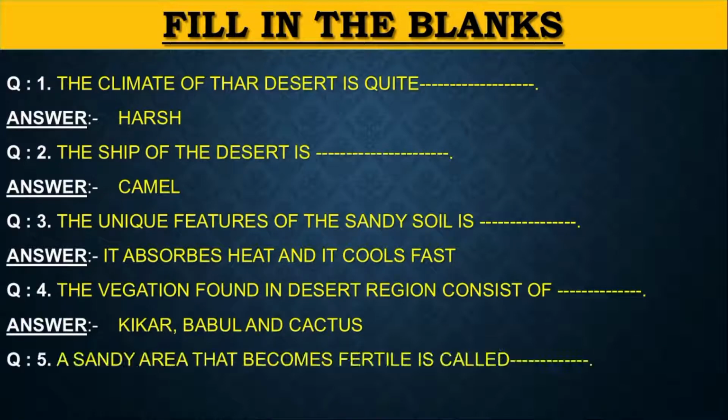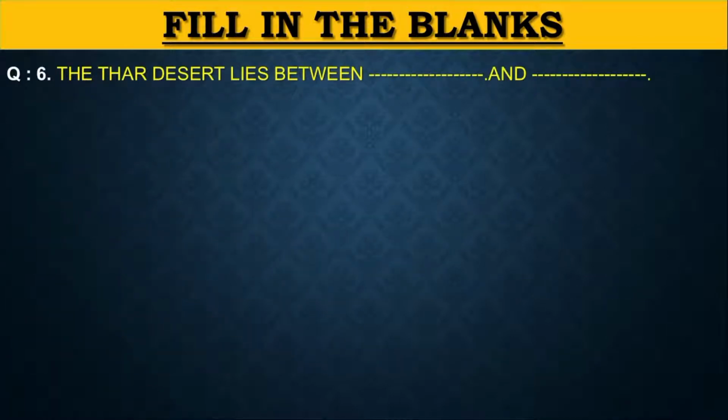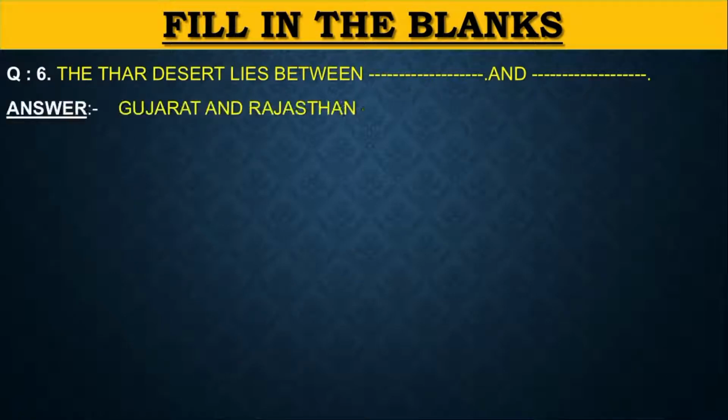Next question. A sandy area that becomes fertile is called dash. Answer of the question is oasis. Next question. The Thar Desert lies between dash and dash. Answer of the question is Gujarat and Rajasthan.